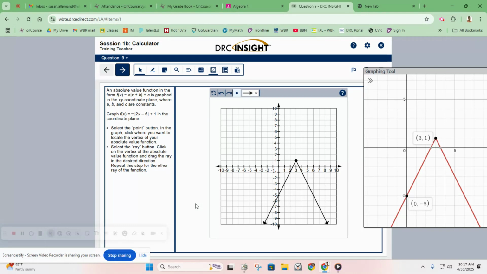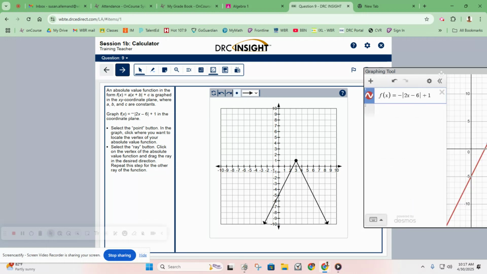Type it in. Wait, Desmos, what do I type in? What you see right here. Is it possible to copy and paste? I'm really not sure. No, it doesn't let you do that. So you do have to type it.